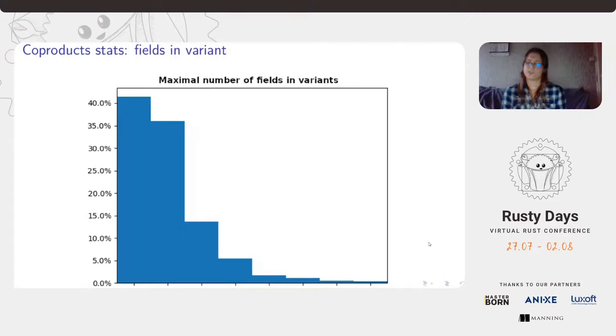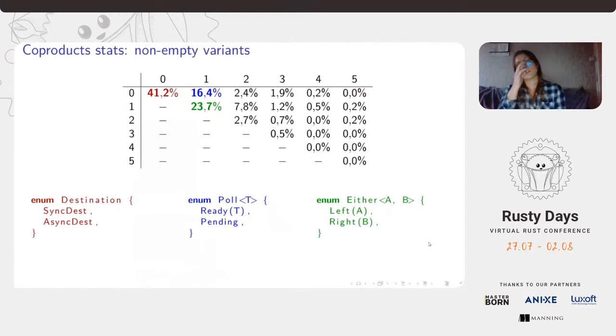So that alone shows that the optimization may be nice, considering that it works for enums that have 0 or 1 fields at most, and if they have 1 field, then only in 1 variant. So I checked, okay, but if the maximal number of fields is 1, then what is the minimal number of fields? Or what is the number of fields that are non-zero?